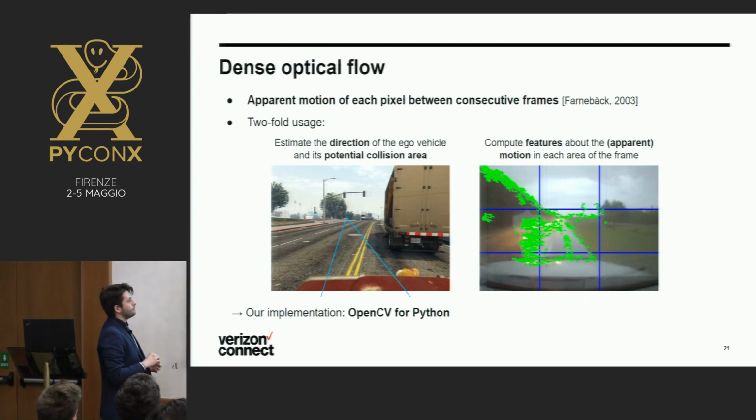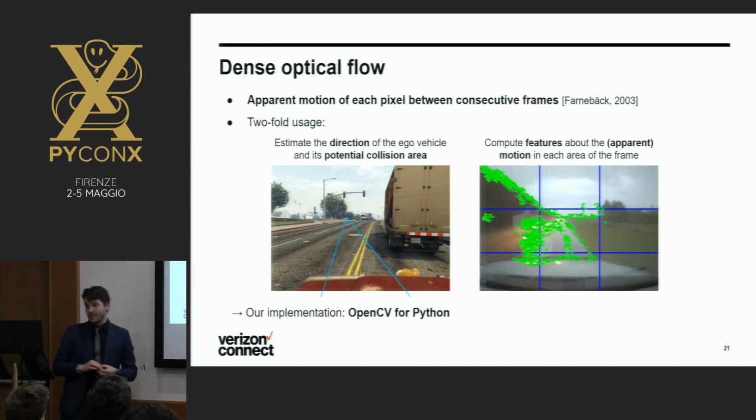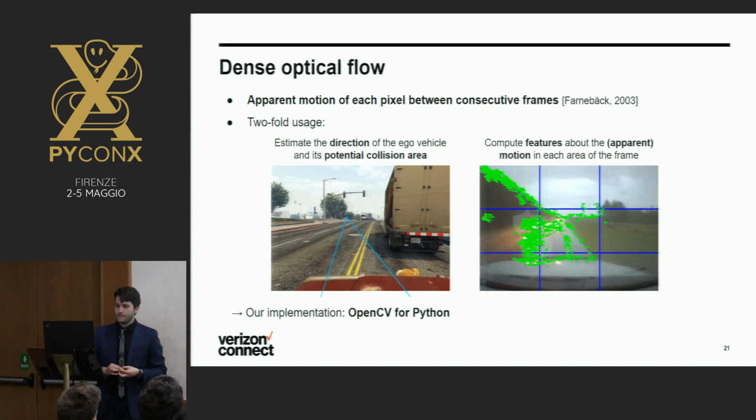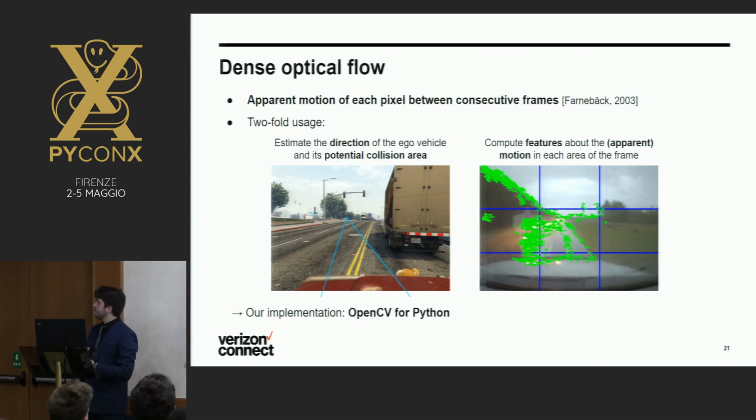Another preprocessing step for the video was to apply dense optical flow, in the Farneback implementation, in order to detect the apparent motion of each pixel between consecutive frames. This is done for a twofold reason.